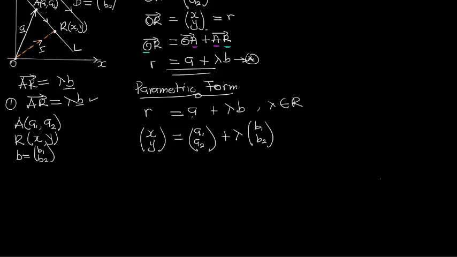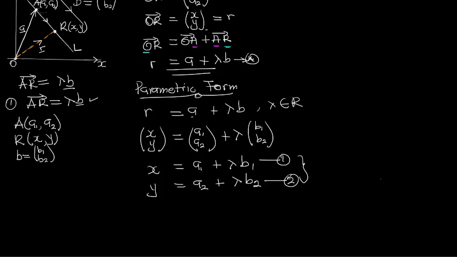So the parametric form of the equation of a line is obtained by equating the first components. So we have x is equal to a1 plus lambda b1. Let's label this equation 1, and y equals a2 plus lambda b2. Let's label this equation 2.